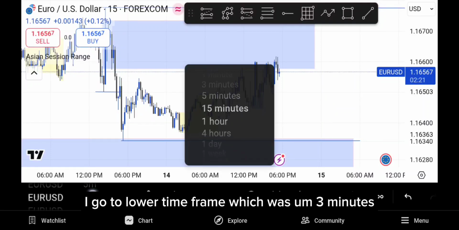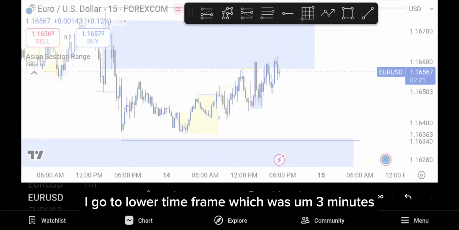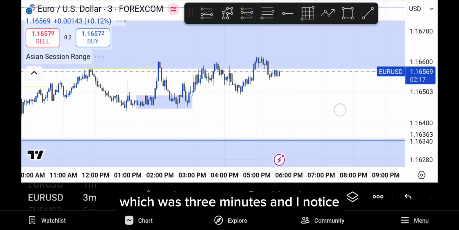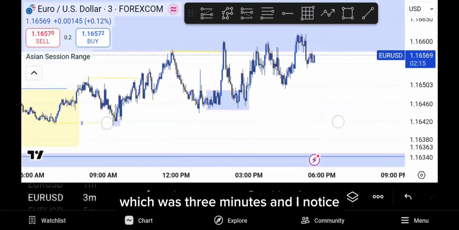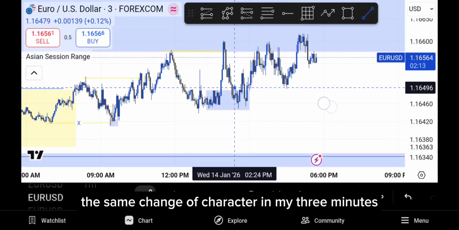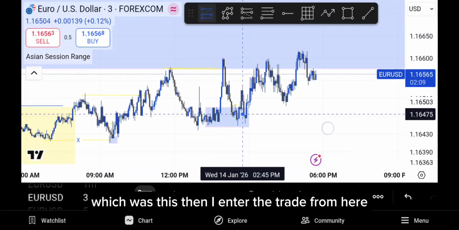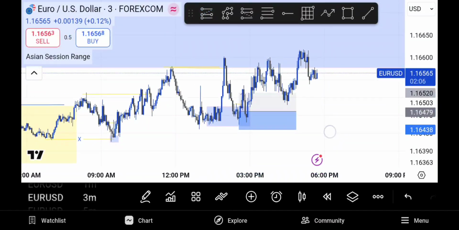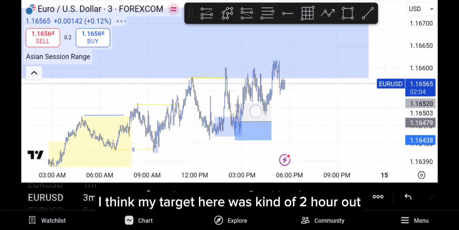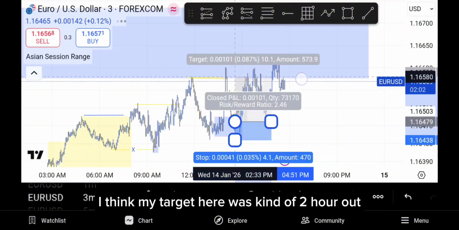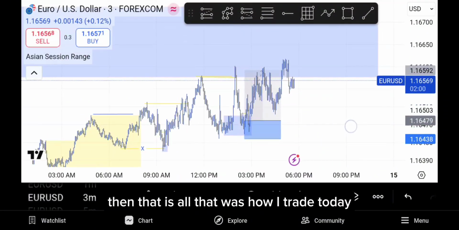I went to the lower time frame, which was 3 minutes. Just 3 minutes, and I noticed the same change of character in my 3 minutes, which was this. Then I entered the trade from here. I think my target here was kind of 2RR. It's not much. It was 2RR.